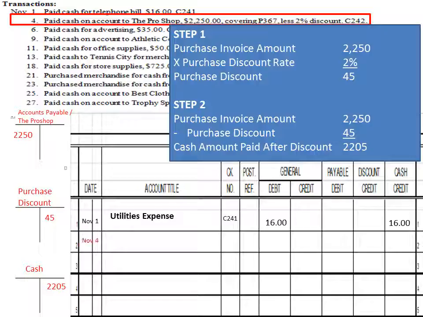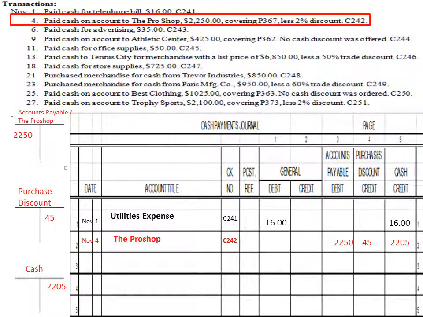So that's going to be our accounts we're going to use. So let's just bring them right over to the journal. November 4 was the day of the transaction. My account title in this example is going to be the Pro Shop. Now notice I don't have to write accounts payable, the Pro Shop, because my special amount column will have accounts payable debit, and I know that that's going to go there. So my C241, my accounts payable debit in this case, is $22.50. I'm just taking them right over. My purchase discount credit is going to be $45, and my cash credit is going to be $22.05. And that's how we would enter that transaction.